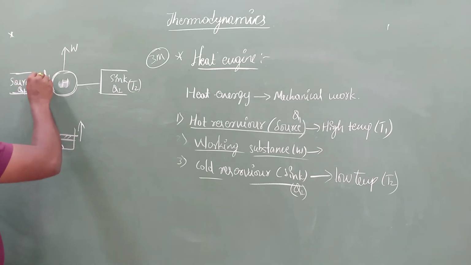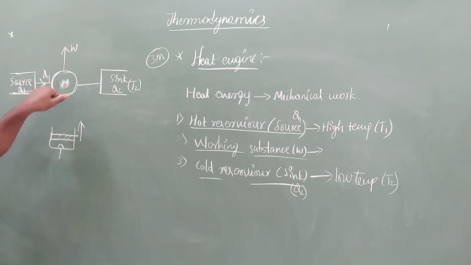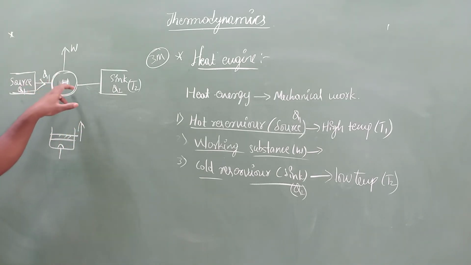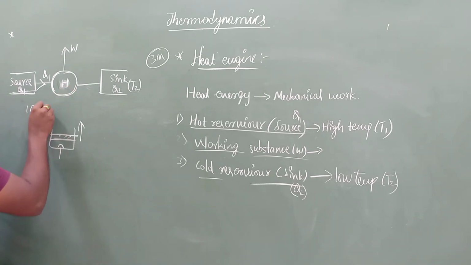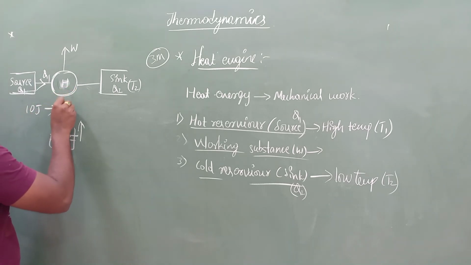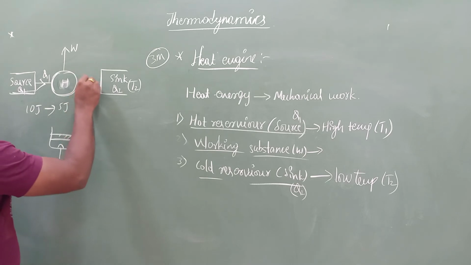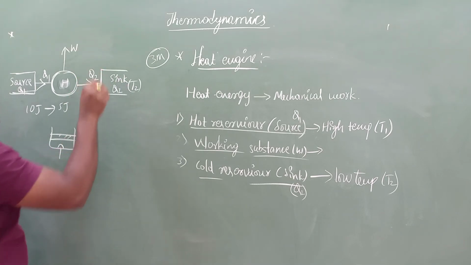Whatever the amount of heat you supply to the source, does it all convert into work? No. Only some amount of heat is utilized to do work. For example, if you take 10 joules of heat, some 5 joules of heat is converted into work. Then what happens to the rest? The rest, 5 joules, goes to the sink.